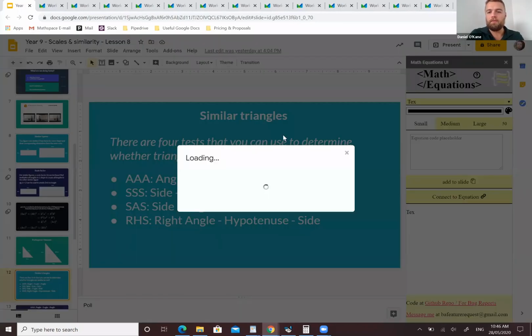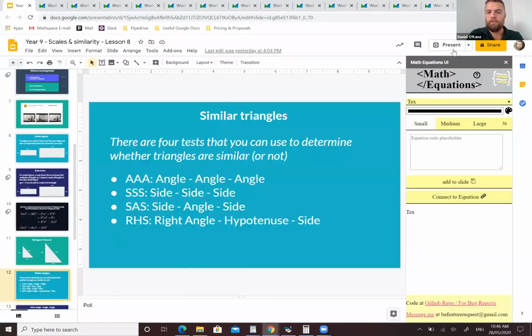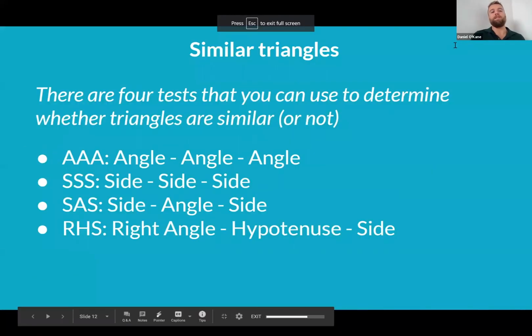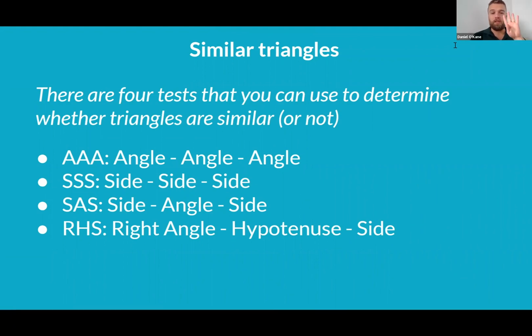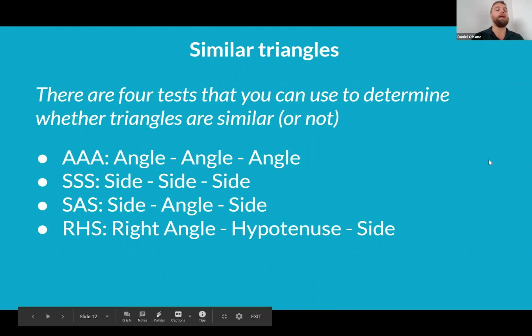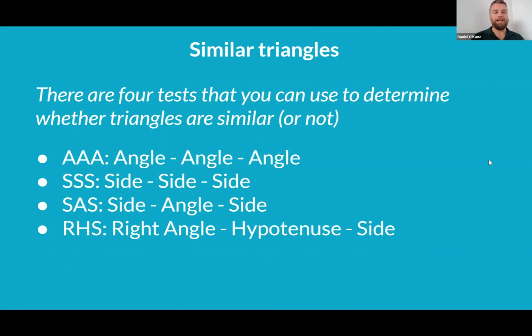Okay, so now, oops, I don't want to share it, I want to present it. So now we're going to look specifically at similar triangles before we finish today's lesson, okay? So when we look at similar triangles, there are 4 tests actually that you can use to determine whether or not a triangle is similar. The 4 tests are, you can remember them by these letters, AAA, SSS, SAS, or RHS. So the AAA stands for angle, angle, angle. SSS stands for side, side, side. SAS stands for side, angle, side. And RHS stands for right angle, hypotenuse, side.